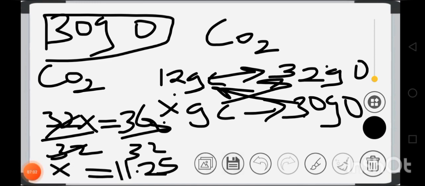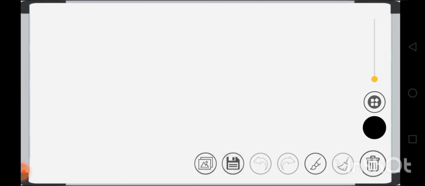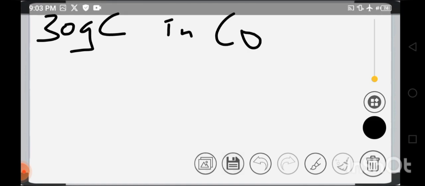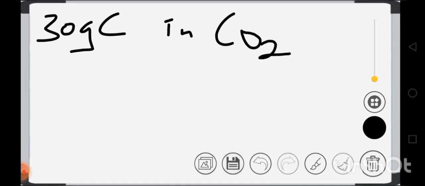Now, we are going to have grams of carbon. If I give you this question: if there are 30 grams of carbon in CO2, how many grams of oxygen will be there? Can you solve this now?